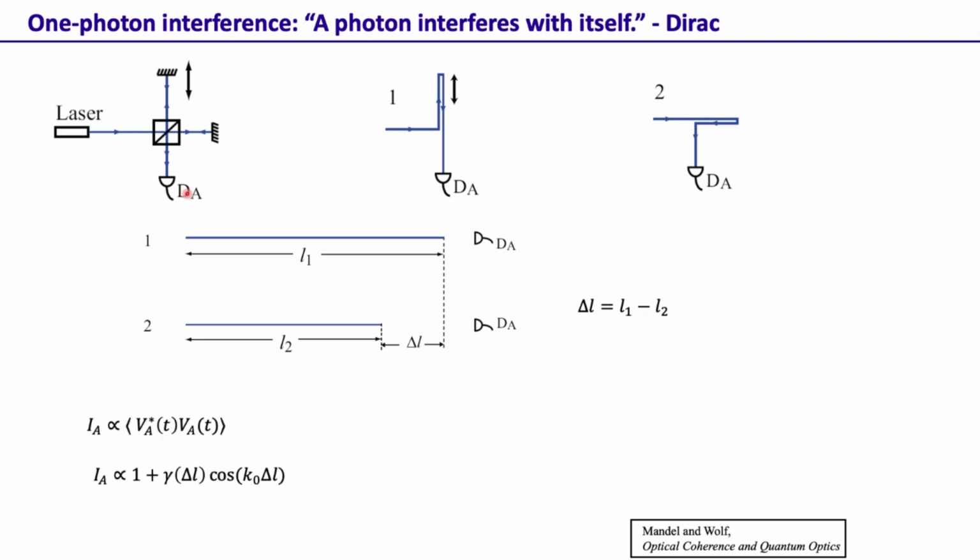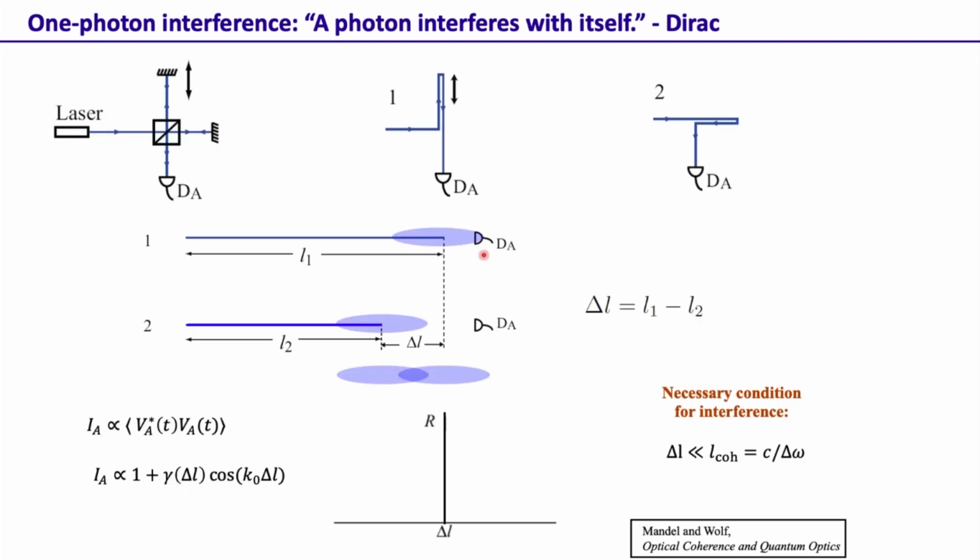And we have seen that the intensity of the detector can be written as 1 plus gamma, a coherence function of delta L, and cosine k naught delta L. So if we change delta L, we see interference. Again, that interference goes away within the width of this coherence function. So the necessary condition for coherence here is that delta L has to be less than L coherence, the coherence length of the field.